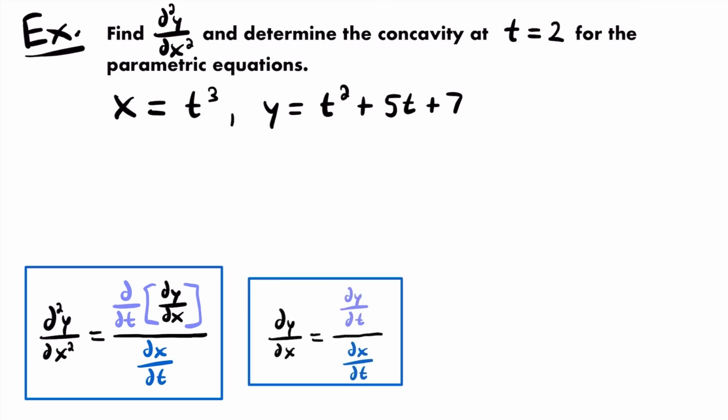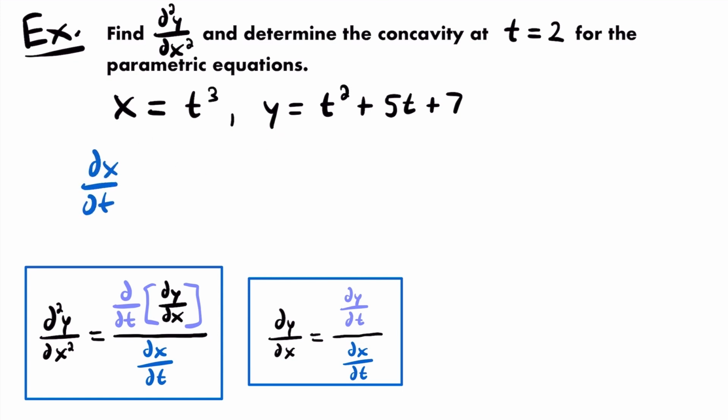In case you don't remember, this is the formula for the first derivative. Dy dx is equal to dy dt divided by dx dt, the derivative of our parametric equation for y with respect to t, divided by dx dt, the derivative of our parametric equation for x with respect to t. Let's find dy dx by first taking the derivative of x and y with respect to t. And let's start with x.